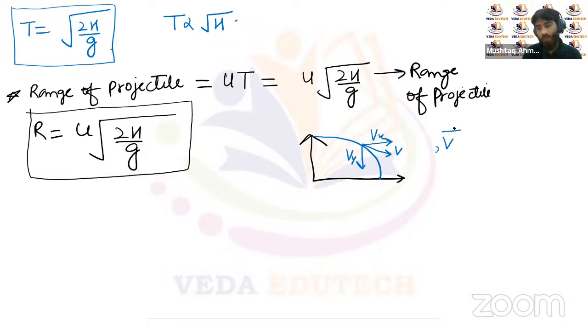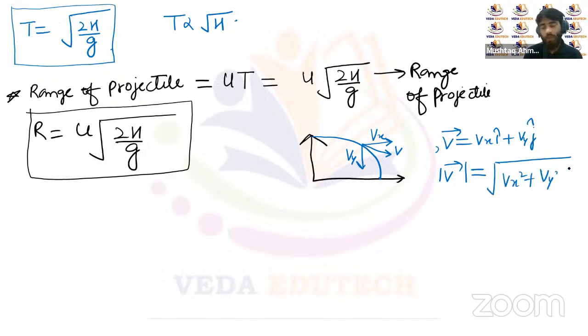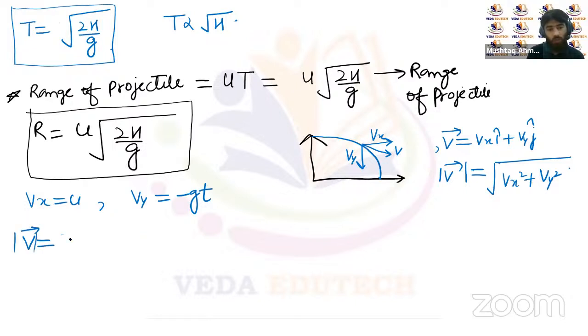And this v vector is equal to vx i cap plus vy j cap, right? Or we can write the magnitude of this velocity as under root of vx square plus vy square, right? And vx is a constant, that's equal to u. And we can see that vy is equal to minus gt, right? From here, the mod of v will be equal to under root of u square plus g square t square, right?